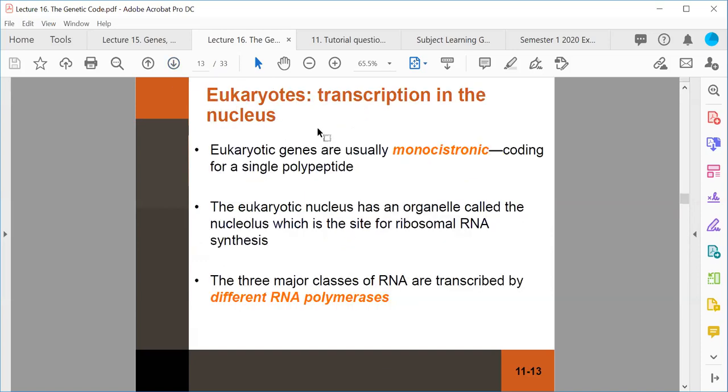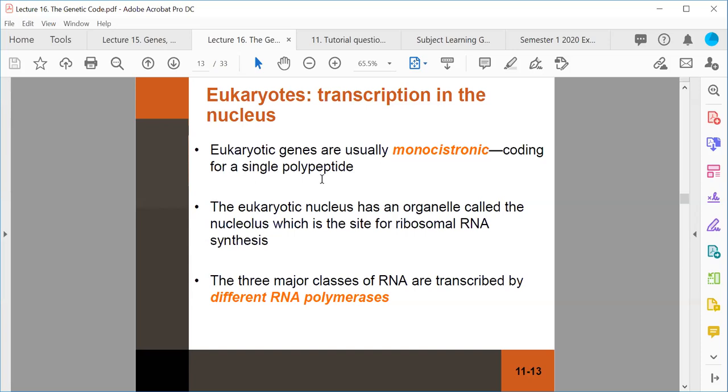All right, in eukaryotes, it's very different. So transcription always occurs just in the nucleus of the cell. Eukaryotic genes are usually monocistronic, that is, each gene will code just for a single polypeptide.